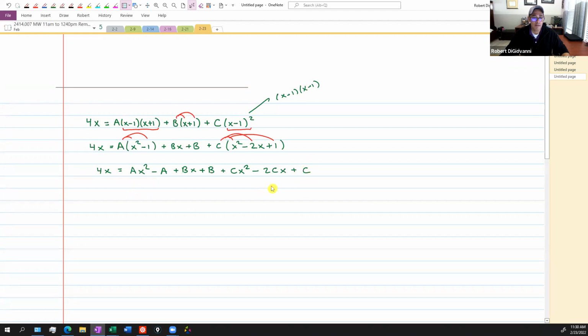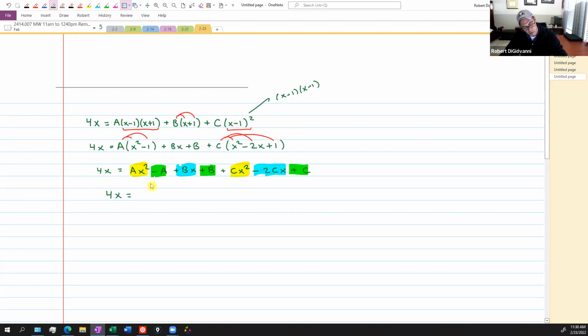Any questions on that? You'll see where I'm going here in a minute. Next thing I'm going to do is collect all my x squared terms, put them together, all my x terms, put them together, and then everything that doesn't have x and put them together. Right? So I'm just going to rearrange things.